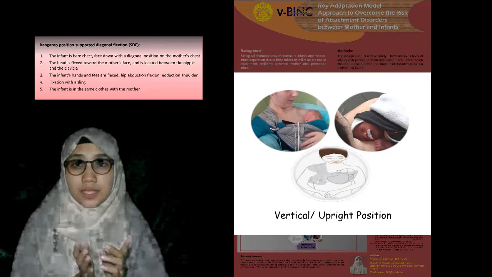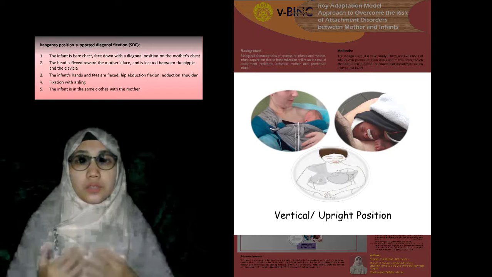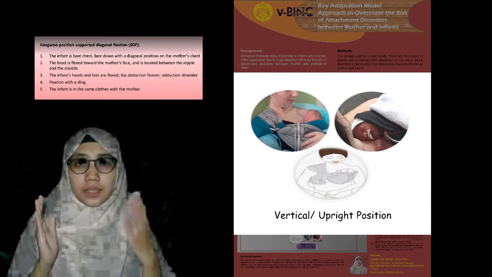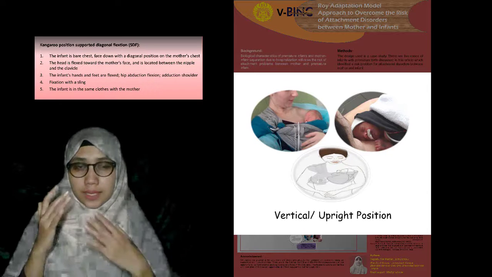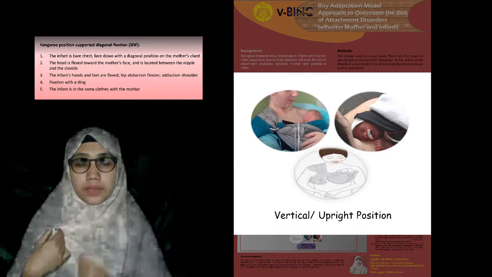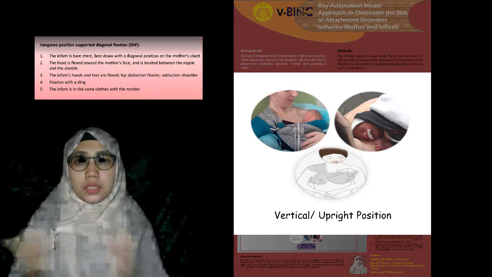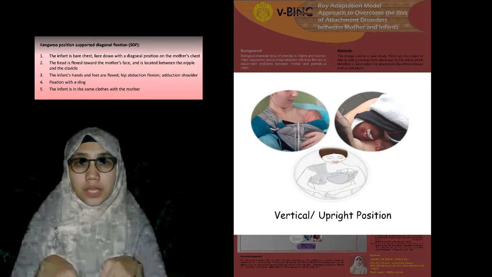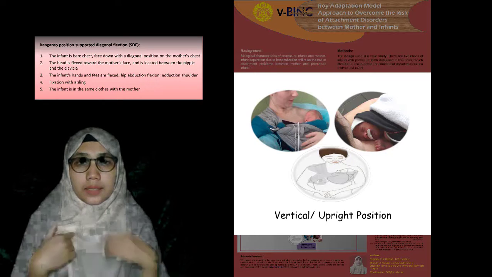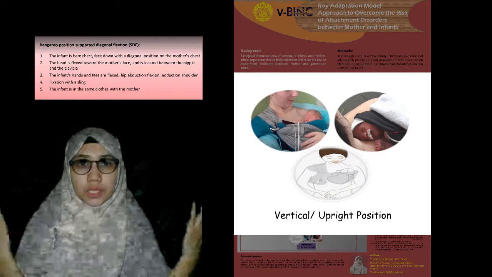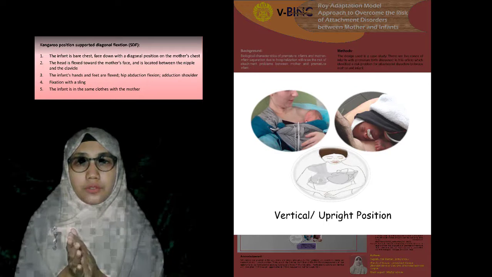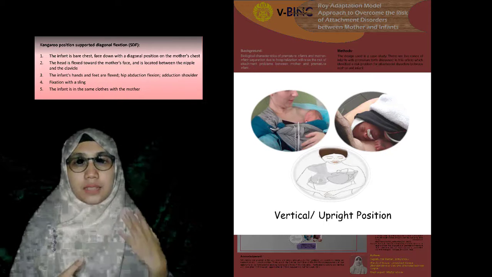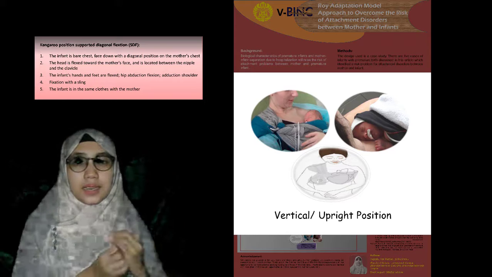First, the infant is bare chest, face down with a diagonal position on the mother's chest. Second, the head is flexed toward the mother's face, and is located between the nipple and clavicle. And third, the infant's hands and feet are flexed, with hip adduction flexion, and then the shoulder adduction. And fourth, fixation with a sling. And the last, the infant is in the same clothes as the mother, like this in the picture.